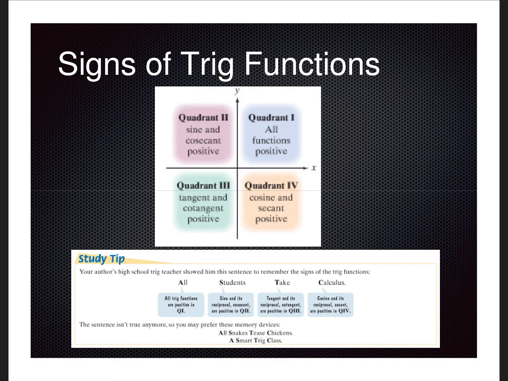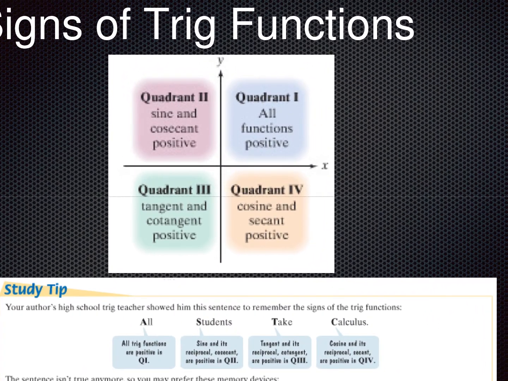Here, in quadrant 1, all functions are positive. This is my A quadrant. In quadrant 2, sine and cosecant are positive. Everything else is negative, so that's our S. In quadrant 3, tangent and cotangent are positive, so that's our T. We're talking about where things are positive. And then in quadrant 4, cosine and secant are positive, so this is our C.